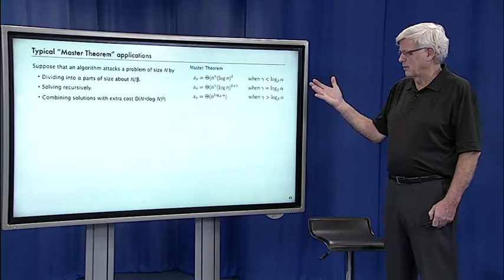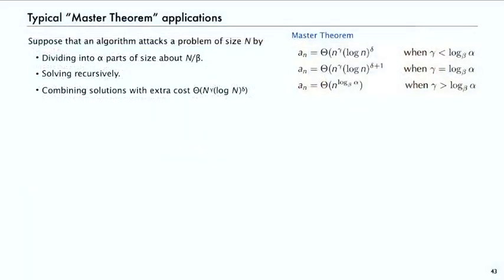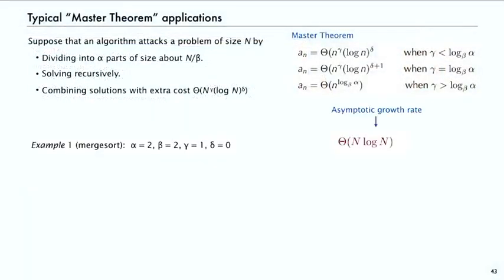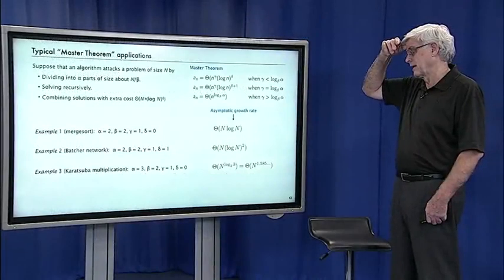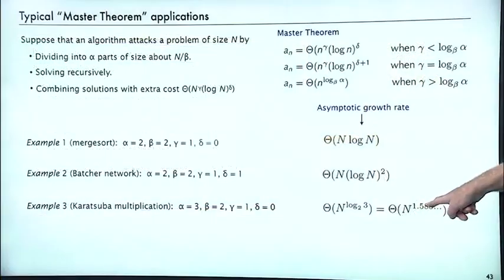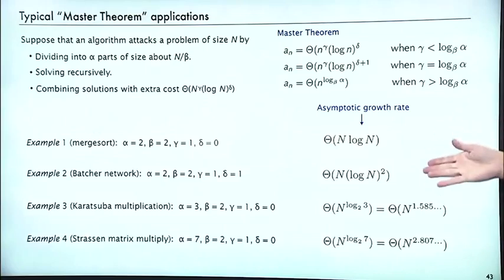And here are the typical applications. This is for merge sort: you get n log n. For Batcher's network, you get the extra factor of log n. For Karatsuba multiplication, you get this case here, so it's n to the log base 2 of 3, which is about 1.585, less than n squared. And for Strassen, you get n to the 2.8, less than n cubed.